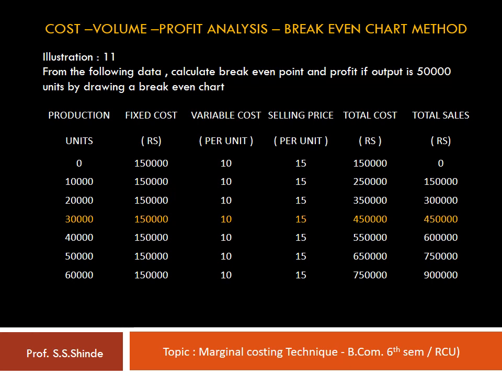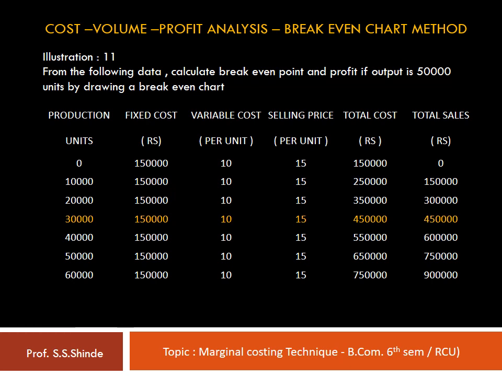At 40,000 units, the total cost is 5,50,000 and the total revenue is 6 lakh rupees. Here, the revenue is greater than the cost, whereby the company is earning a profit of 50,000 rupees. Similarly, at 50,000 units, the total cost works out to 6,50,000 and the total sales revenue works out to 7,50,000, giving a profit of 1 lakh rupees. At 60,000 units, the total cost is 7,50,000 and total sales revenue is 9 lakh, whereby the company is earning a profit of 1,50,000 rupees.